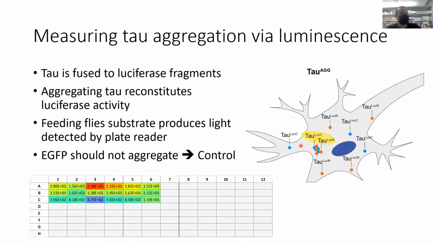I also have a control construct where instead of fusing the luciferase halves to tau, I fuse them to GFP, and GFP should not aggregate, so there should be at least less luminescence from that, if not none. So what I have is a plate reader experiment right here, where this is what the Excel file looks like that the plate reader gives me. Row A was the tau aggregation flies, called tau ag, and rows B and C are two different clones of the GFP control construct. The goal of the experiment is to find out which of the eGFP controls works better as a control, so which has lower luminescence. I'm trying to find the best control to move forward with in my project.